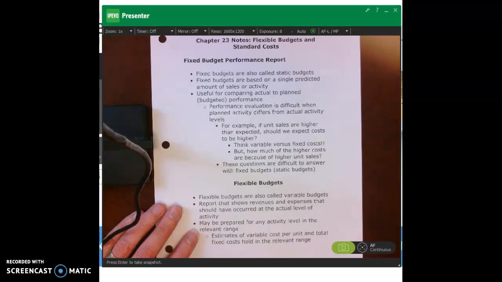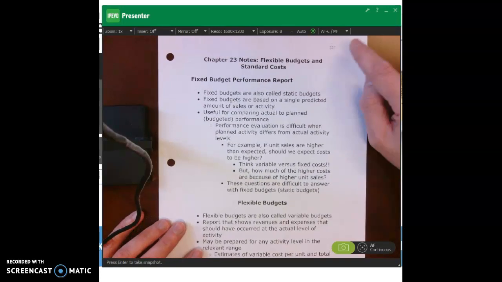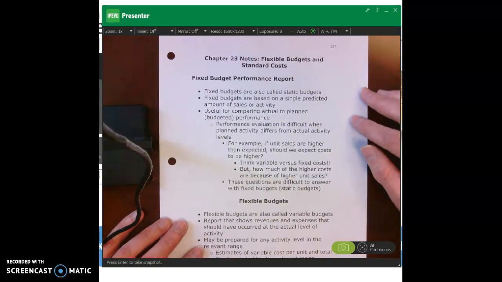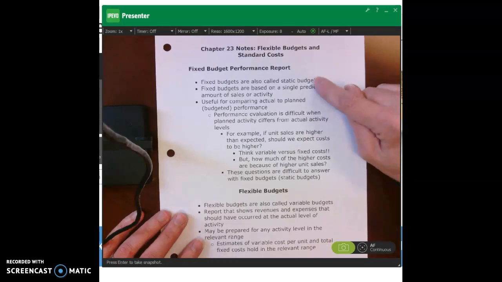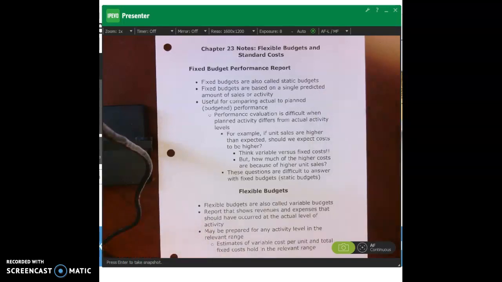This lecture video is going to cover flexible budgets versus static budgets. I am on page 227 of your course pack. Okay? So fixed budgets are also called static budgets, and they're based on a single level of activity. They can be useful in some contexts for comparing actual to budget.